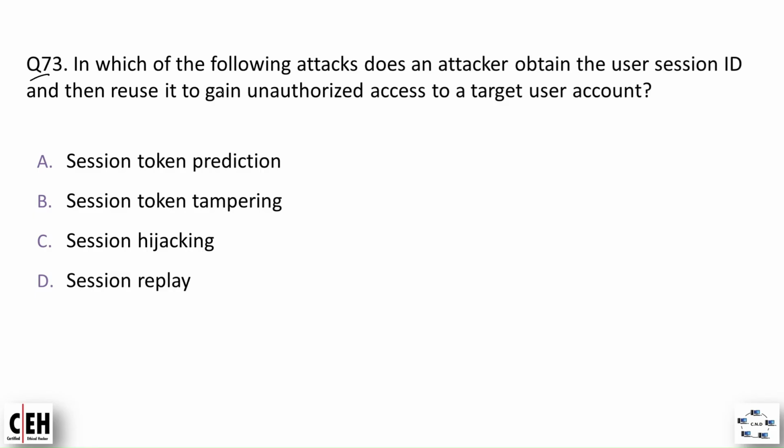Question number 73. In which of the following attacks does an attacker obtain the user session ID and then reuse it to gain unauthorized access to a target user account? Option A, session token prediction. Option B, session token tampering. Option C, session hijacking. And option D, session replay. And the correct option is option C, session hijacking.